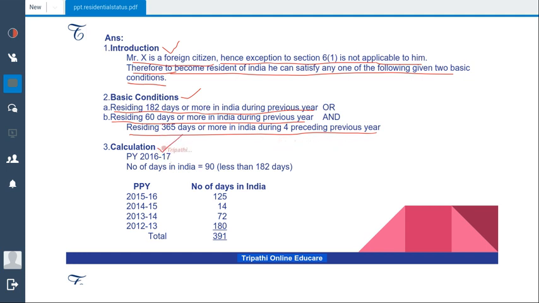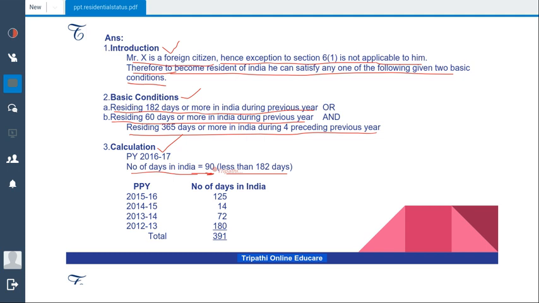Third step, calculation. So now we have actually already calculated for the previous year 2016-17 while discussing the problem. So we'll have to just write here, we'll say number of days in India, 90 days. This information is already given in the question, which is less than 182 days. Now, as this is less than 182 days, we'll have to go for the second basic condition.